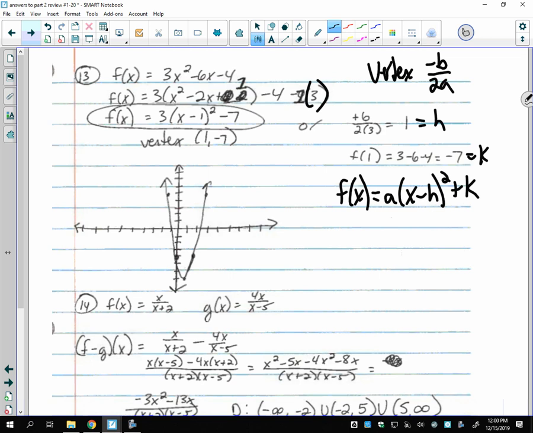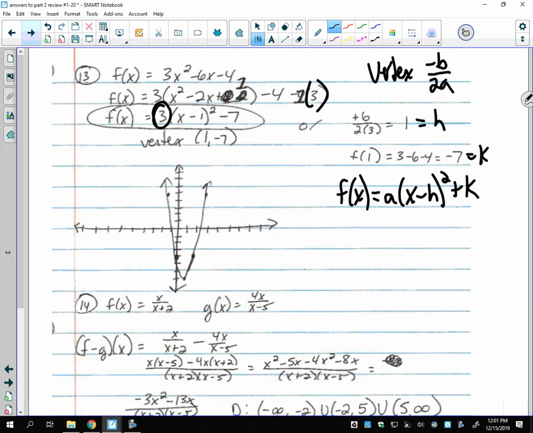So, maybe go back and look at your notes and kind of see which way you like to do it. And then I just graphed it. So my vertex was 1, negative 7. And then I used the 1, 3, 5 rule, but it's stretched by a factor of 3. So instead of going over 1, up 1, I went over 1, up 3, and then over 1, up 9, because I had to multiply 3 by 3.